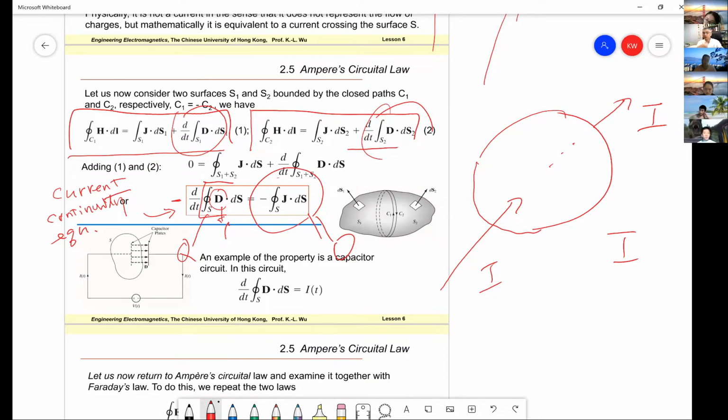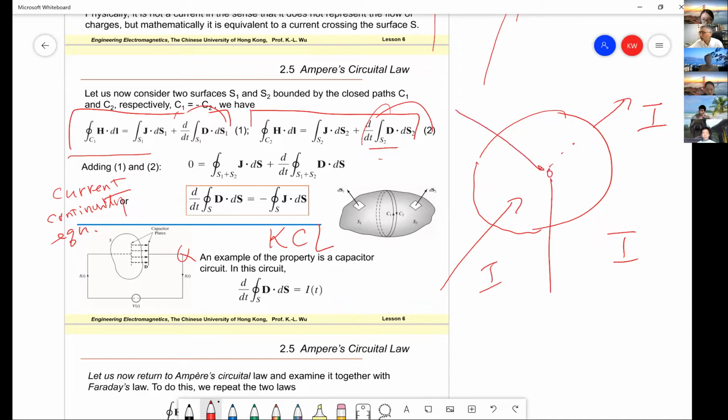Okay, so this is a closed surface. So this law is a grandparent of KCL, Kirchhoff's current law. What in a network, okay?